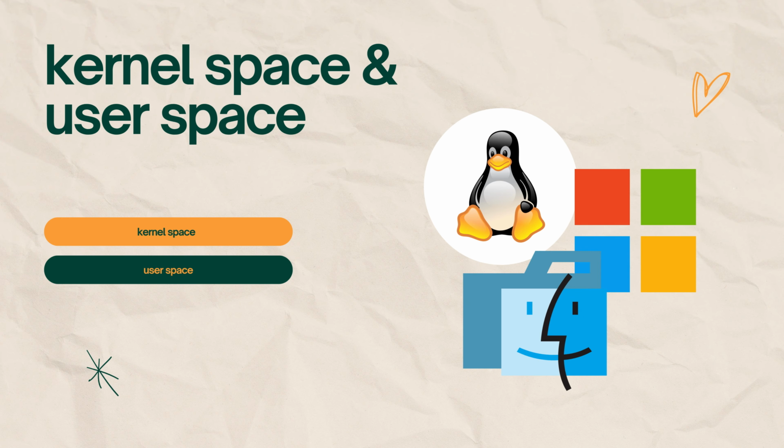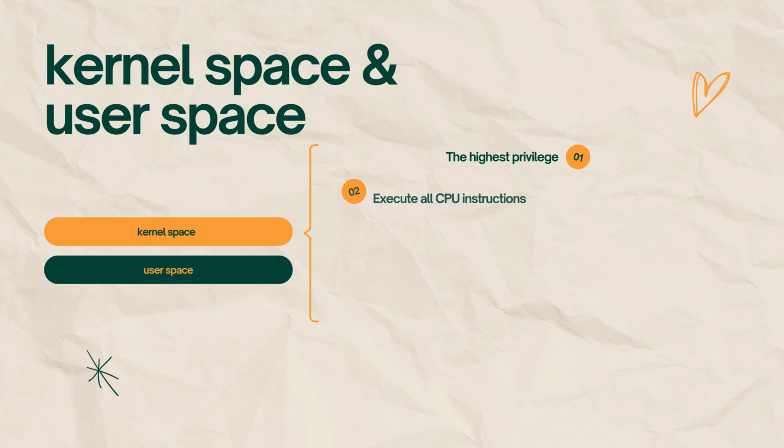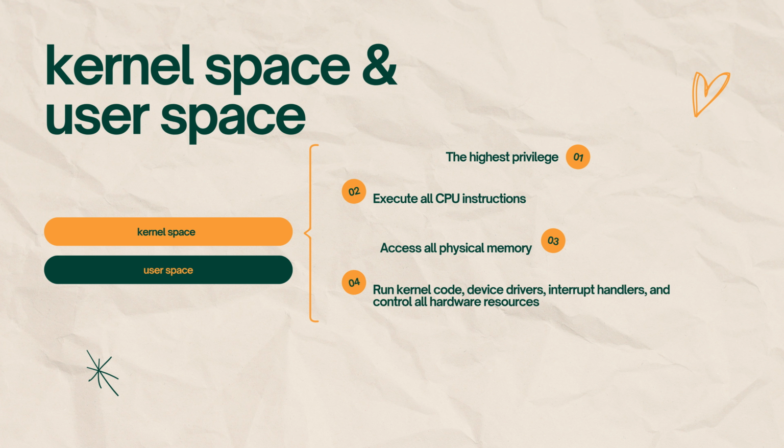Modern OS divide memory into kernel space and user space. Kernel space has the highest privilege, can execute all CPU instructions, access all physical memory, including other processes, run kernel code, device drivers, interrupt handlers, and control all hardware resources. All processes share the same kernel space.